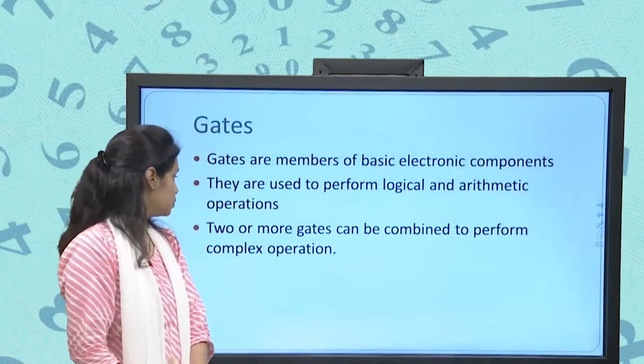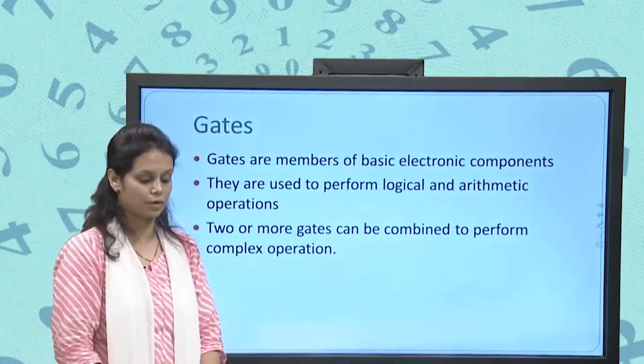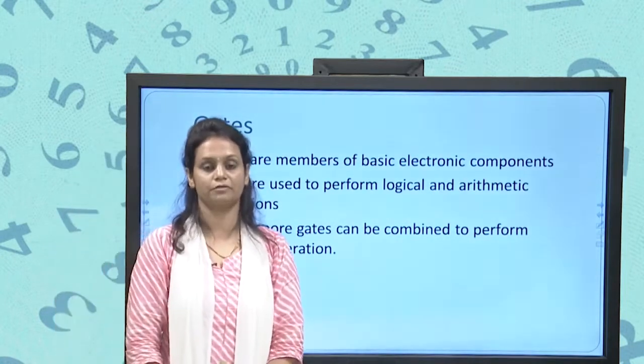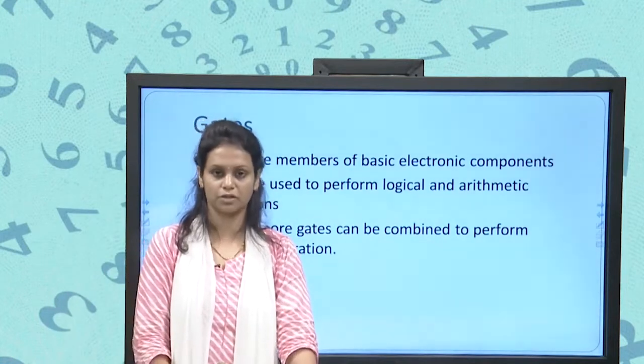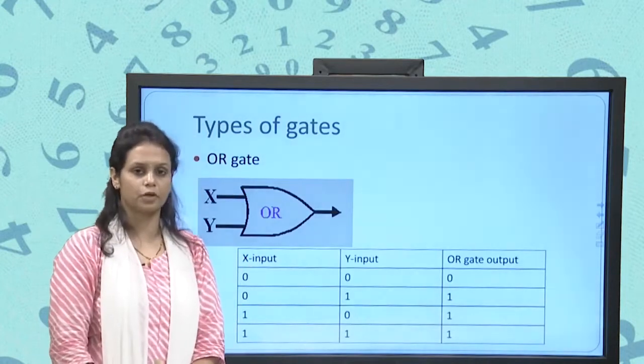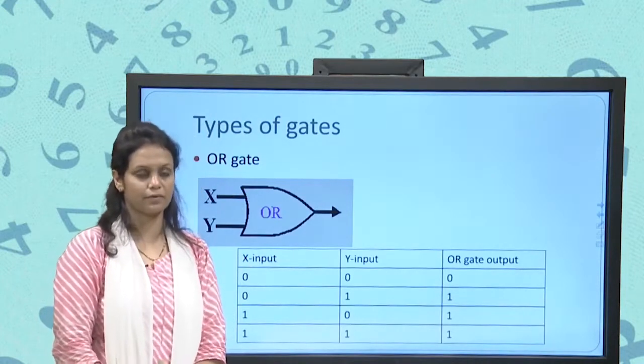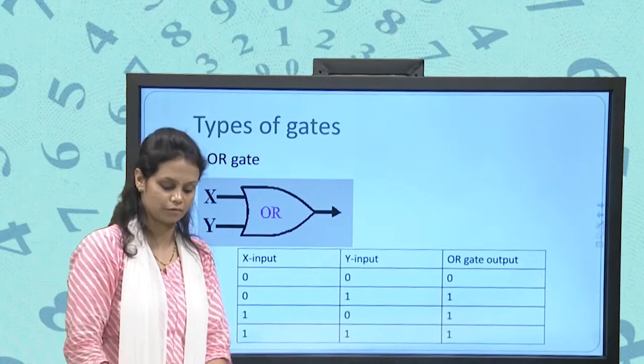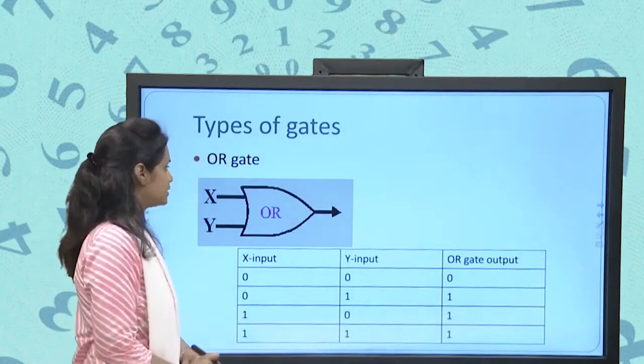Okay. Now, two or more gates can be combined to perform more complex operations. So, if we want to perform a complex operation, we can combine two or more gates, right. Now, we will see the types of gates. There are some types of gates. We will see each and every type with an example one by one. Okay. First gate is the OR gate.